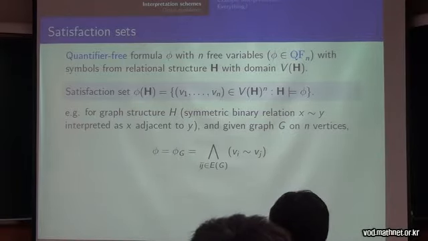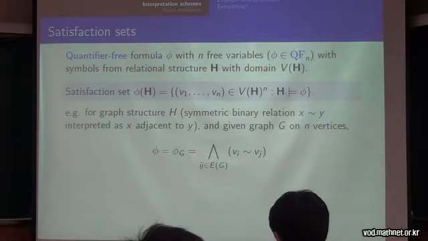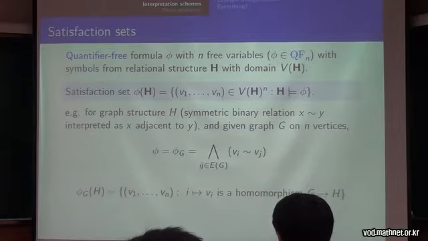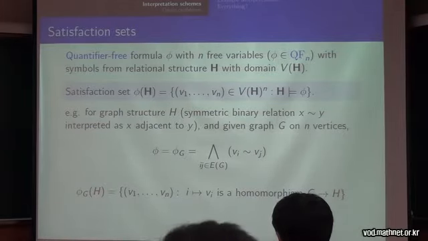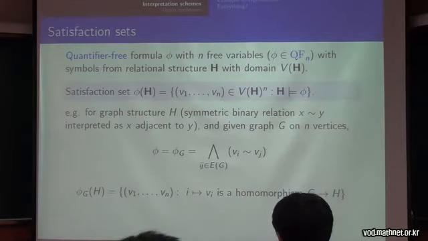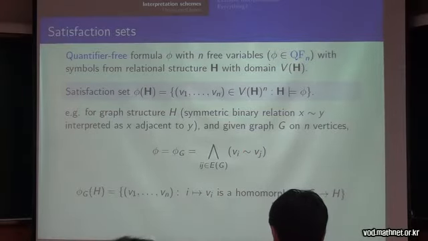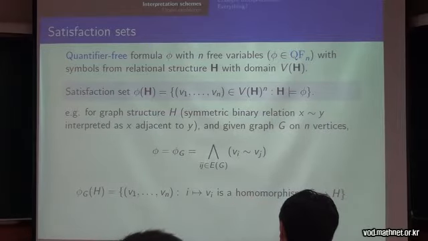So if I look at this formula phi, which is the conjunction of these terms, Vi is adjacent to Vj, then the satisfying set for this formula in my graph H is precisely the set of substitutions that correspond to homomorphisms. So i and j are vertices in G. If I'm sending a vertex of G to Vi, then this is saying that when i and j are adjacent in G, they must be adjacent in H. So this is precisely to say that it's a homomorphism from G to H.